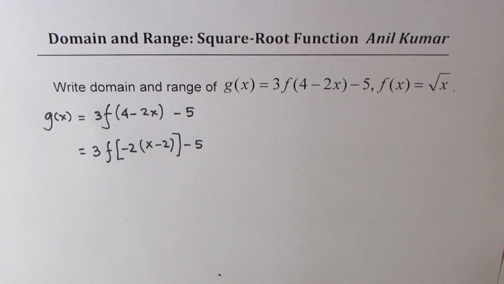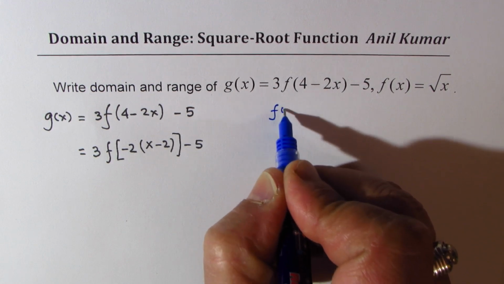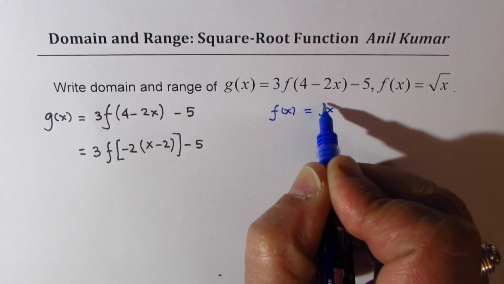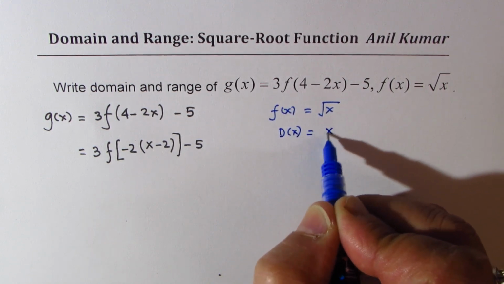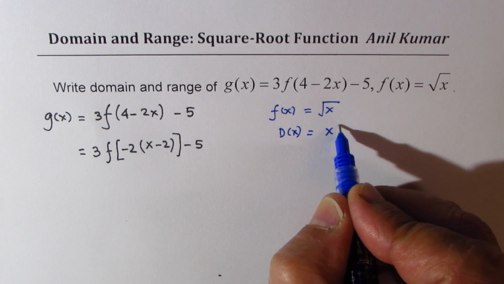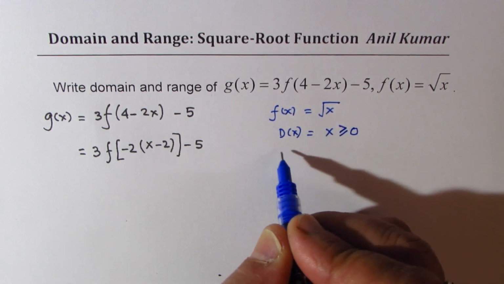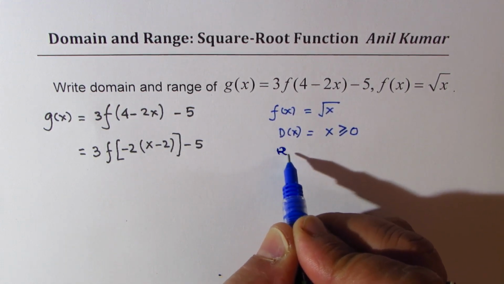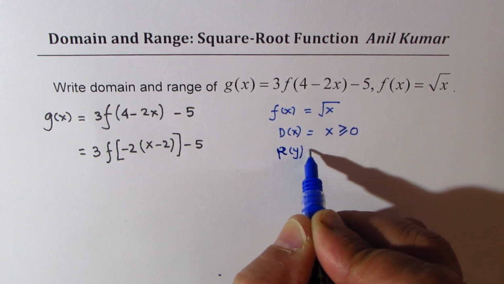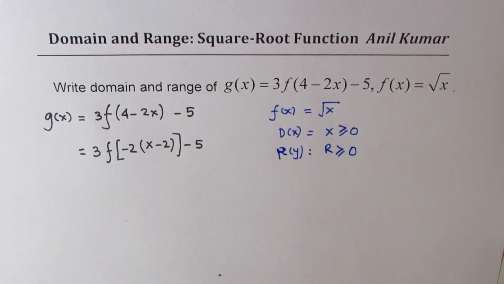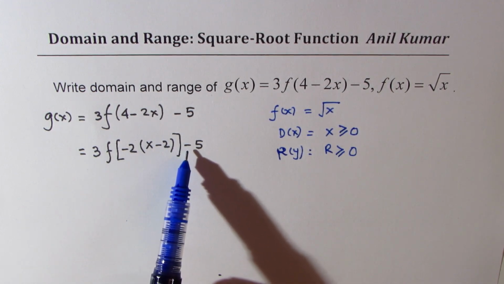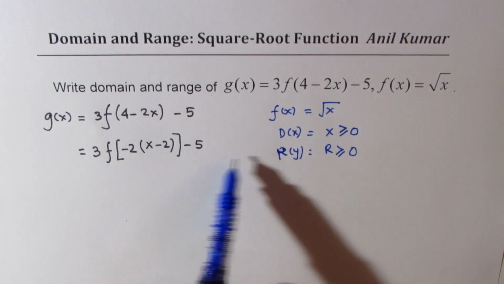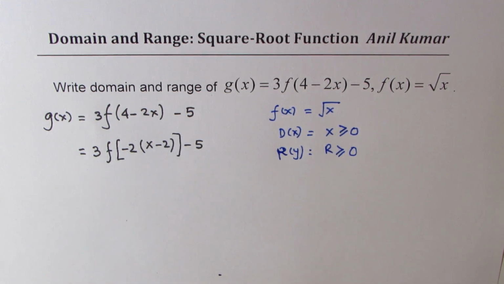Perfect. Now if you look at the square root function, which is given to us, f of x as square root of x, the domain of this function is x greater than or equal to 0, and the range is also y greater than or equal to 0. Now from here you can see clearly that the y value has been reduced by 5, translated 5 units down.